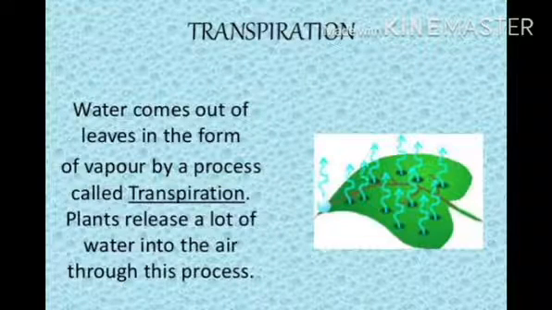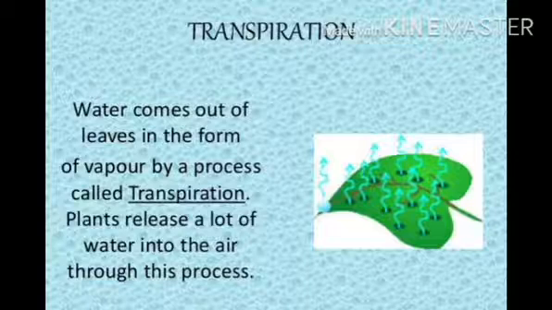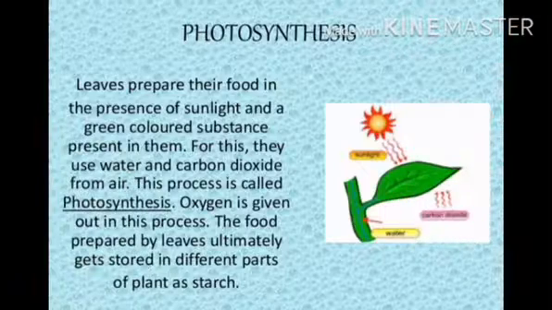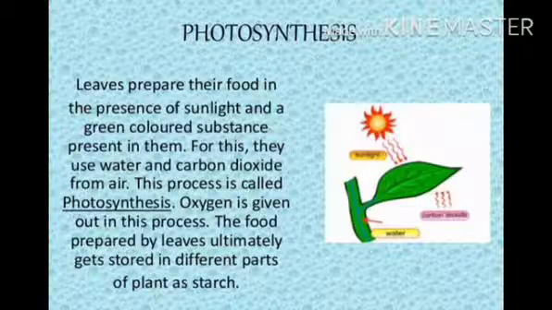Now, transpiration. Water comes out of the leaf in the form of vapor by the process called transpiration. Plants release a lot of water into the air through this process. Dear students, you all know about photosynthesis, but again, leaves prepare their food in the presence of sunlight and a green color substance present in them. For this, they use water and carbon dioxide from the air, and this process is called photosynthesis. Oxygen is given out in this process.